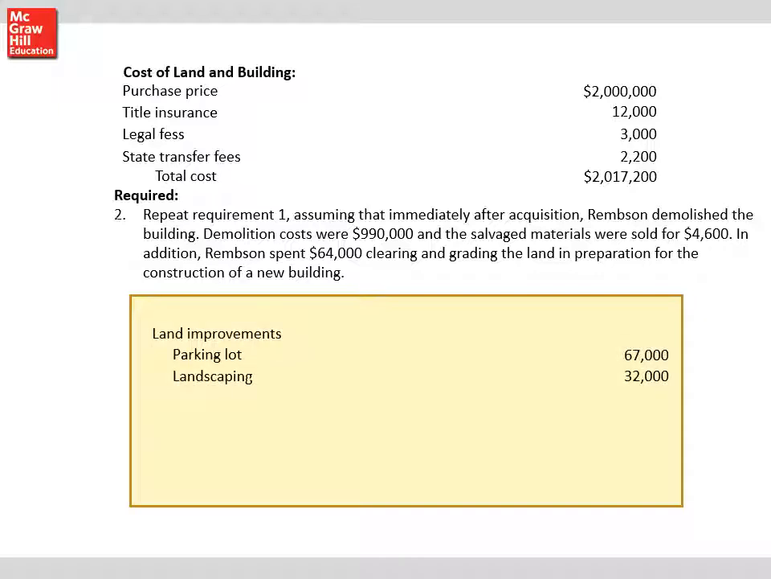The parking lot and landscaping, $67,000 and $32,000. You may ask yourself, why isn't anything allocated to the building? Well, because they didn't keep the building, they demolished it. And that building was on the land, and the land was not ready for its first use. So we don't do anything to the building account. Everything would have been debited to the land.